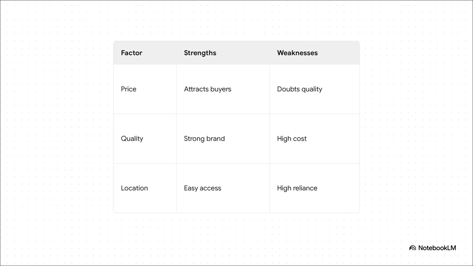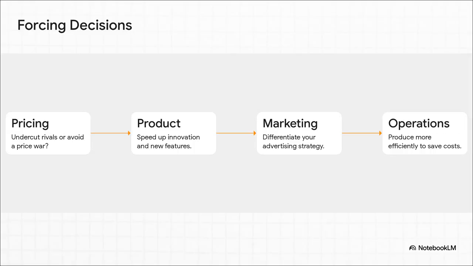Entrepreneurs use a matrix to map out their competitors' strengths and weaknesses across factors like price, quality, location, product range, and customer service. So, if a competitor's biggest strength is their incredibly low prices, well, their weakness might be that customers doubt their quality. If their strength is a prime location, their weakness might be a heavy over-reliance on just foot traffic. By mapping all of this out, a smart business finds the exact angle they need to gain a real competitive advantage. Ultimately, competition forces pretty much every single day-to-day decision a business makes.